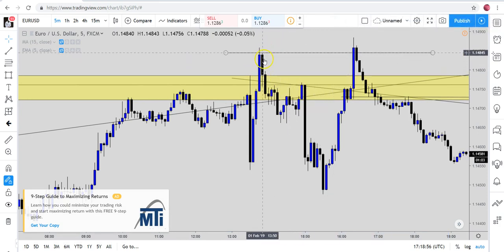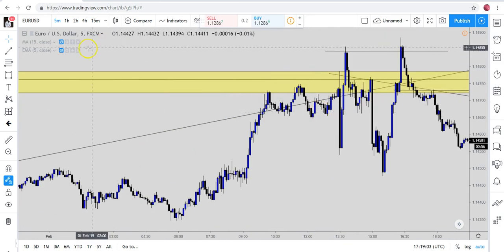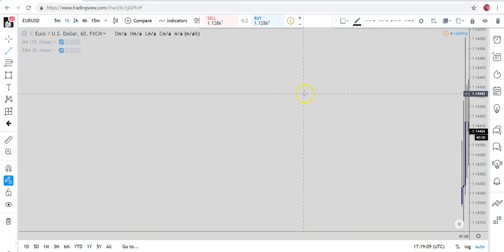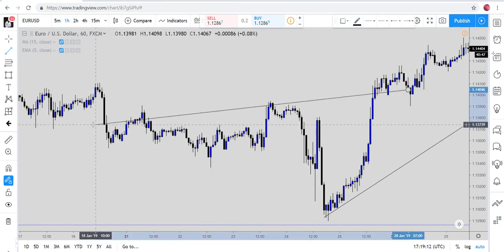So here it is. First touch there, couldn't break it. Boom, perfect entry there. And then, you know, just let it ride out. So you could have caught an entry here. Zoom out into 1 hour. So you guys see what that would have been looking like.